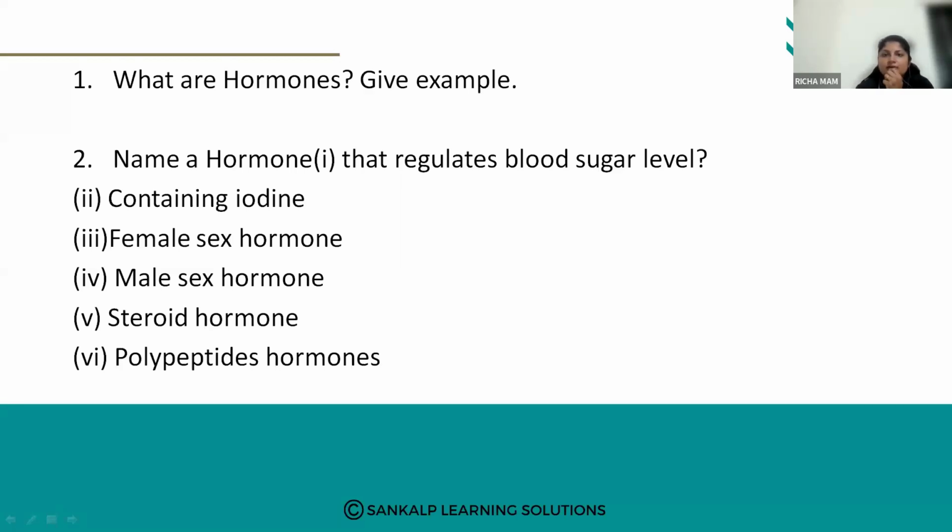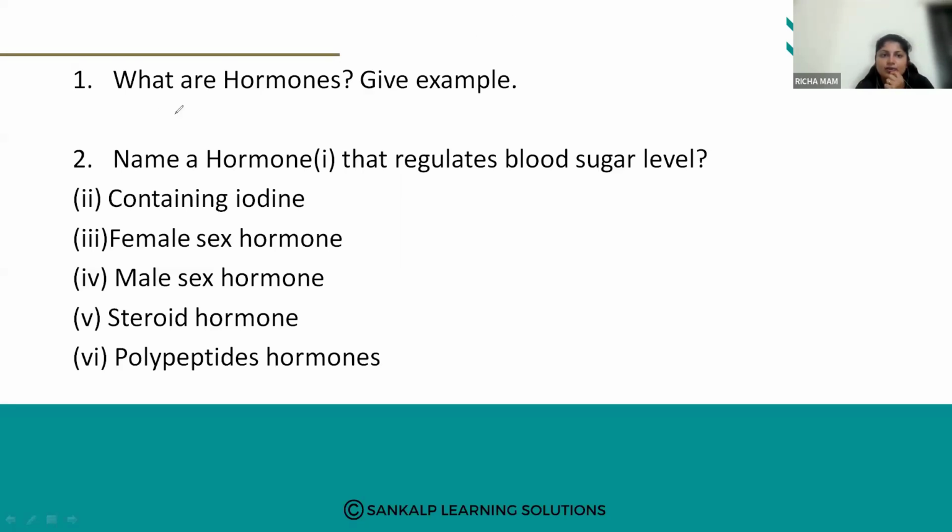Hello students. So we were discussing the questions on hormones. Let us continue from the hormones. What are hormones? Give example. Hormones are the proteins which are secreted in the endocrine glands, and they directly enter into the blood.